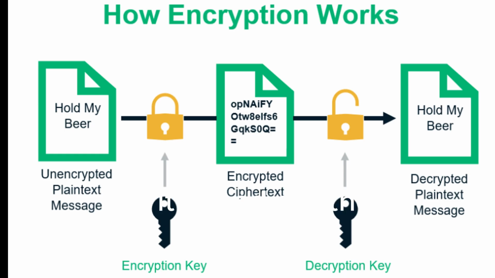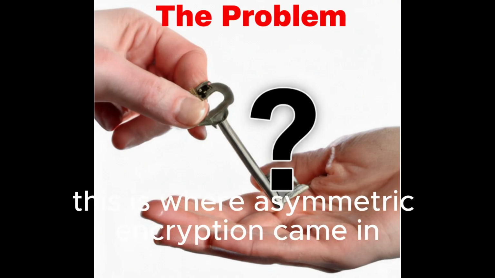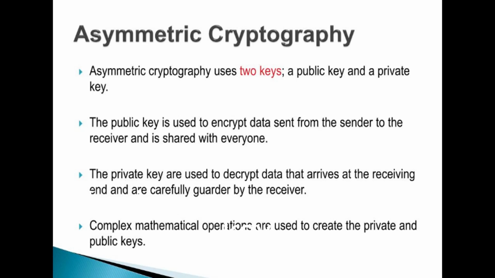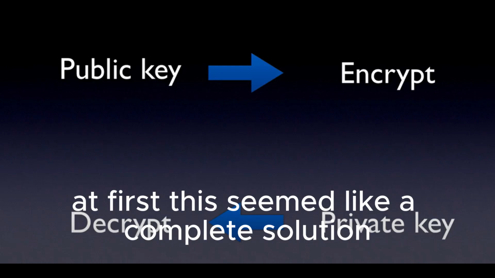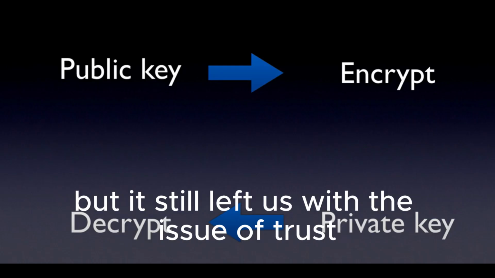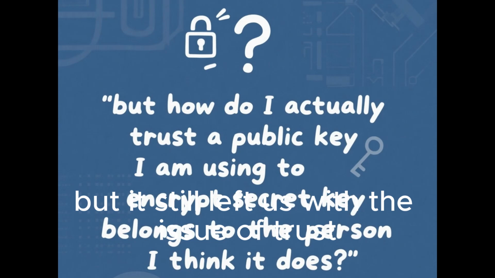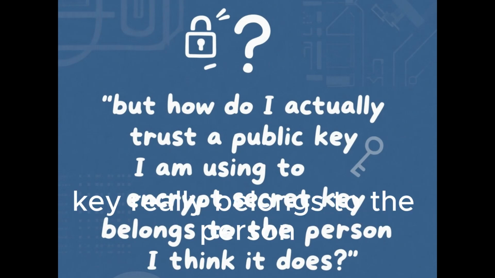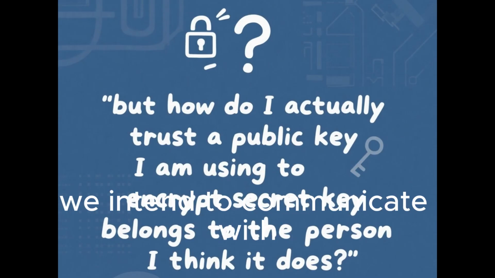But it raised another problem. How do we securely share that key with the other person? This is where asymmetric encryption came in, allowing us to send a secret key encrypted with the recipient's public key. At first, this seemed like a complete solution, but it still left us with the issue of trust. How do we know the public key really belongs to the person we intend to communicate with?